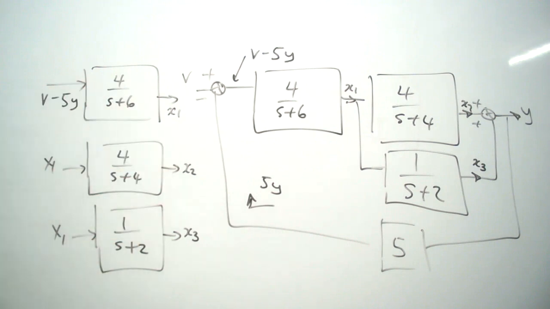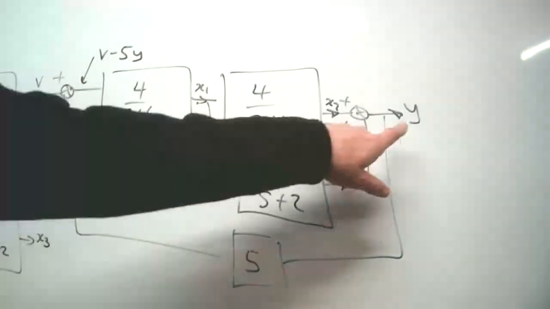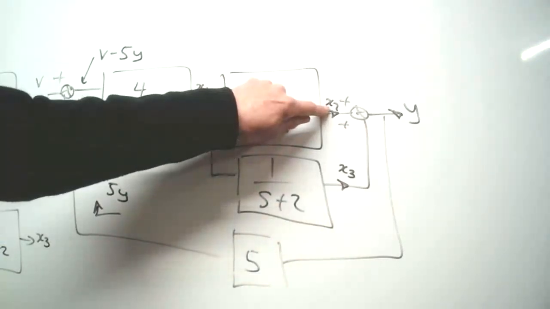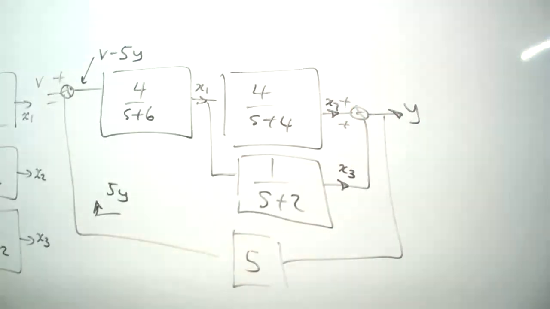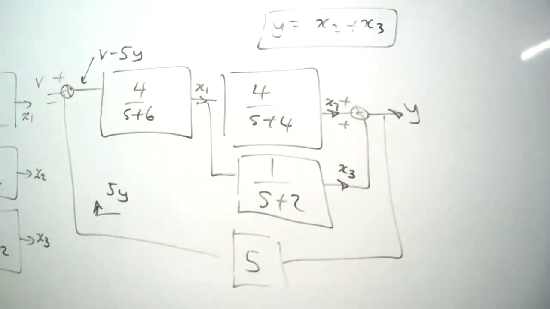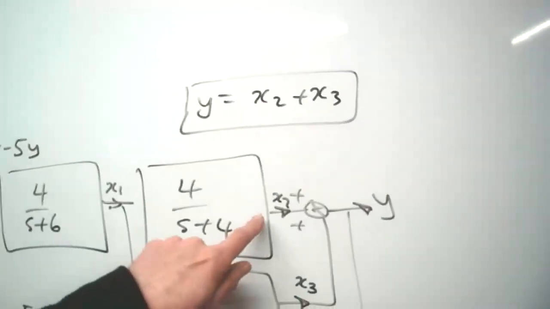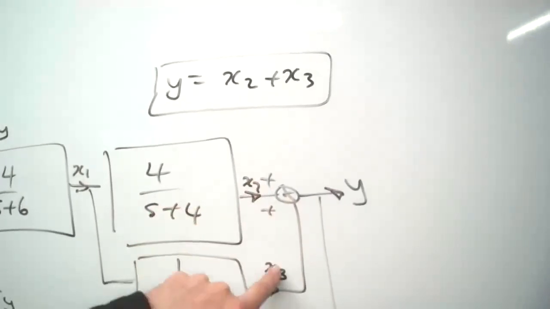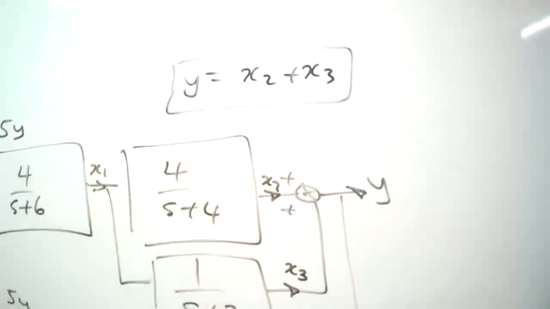Now, whilst we're here, if we look at the block diagram again, at what the output is, y is actually equal to x2 plus x3. So we could get a little equation for y from looking at the back end here, which is that y equals x2 plus x3. That's coming from here. We've got y is plus x2 and plus x3. That's a little equation that's going to give us our C matrix at the end.